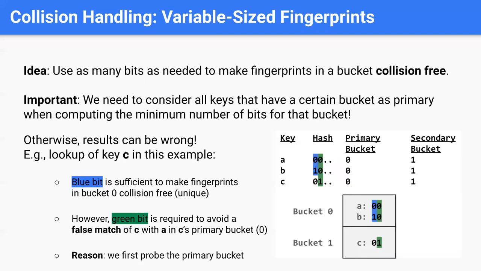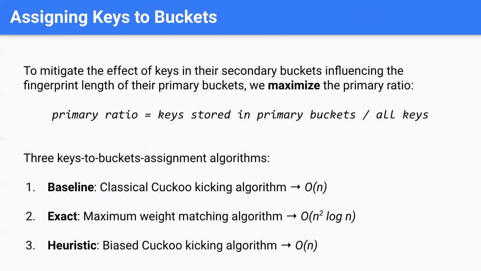Now, an interesting insight is that we not only need to break the tie between fingerprints in a certain bucket, but we also need to consider fingerprints that are stored in their secondary bucket and have that bucket as primary. The reason is that we would encounter a collision when probing a key's primary bucket, even though it is stored in its secondary bucket. That means keys stored in their secondary buckets may influence the fingerprint length of the primary bucket.